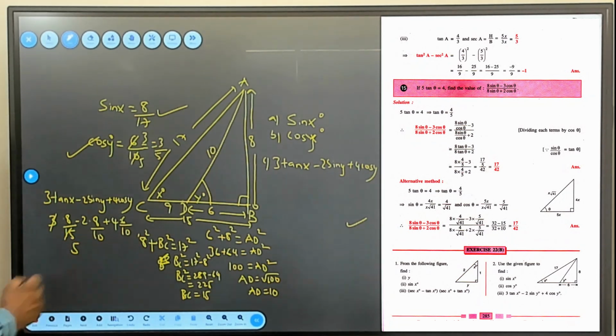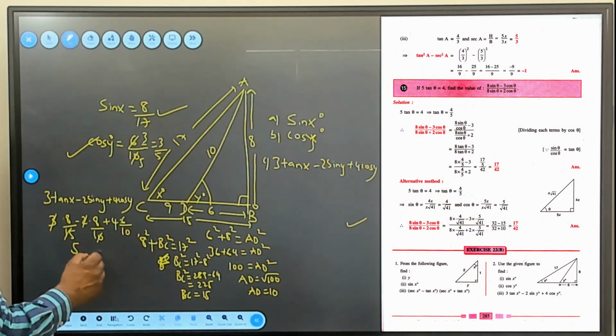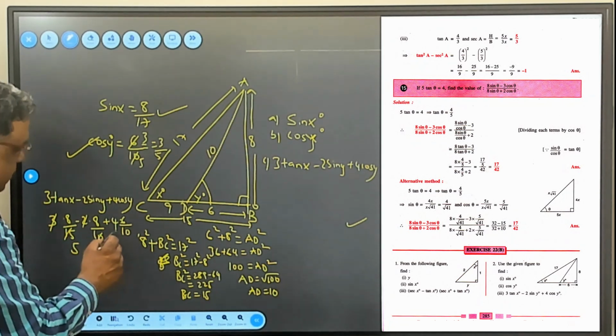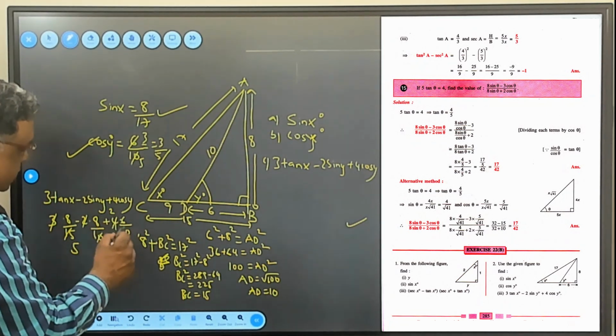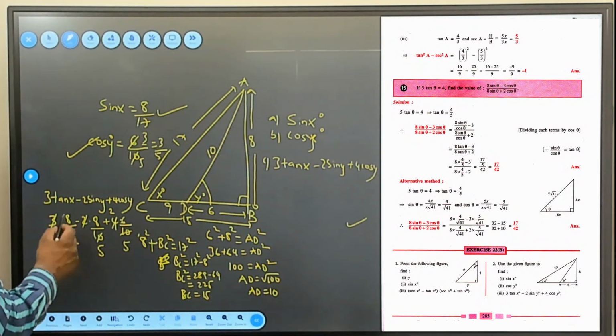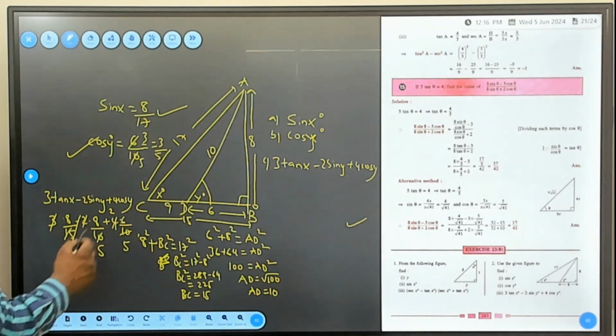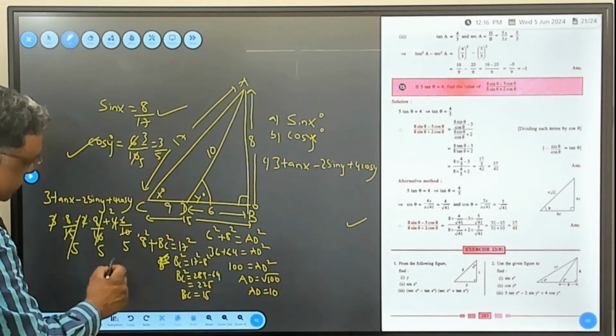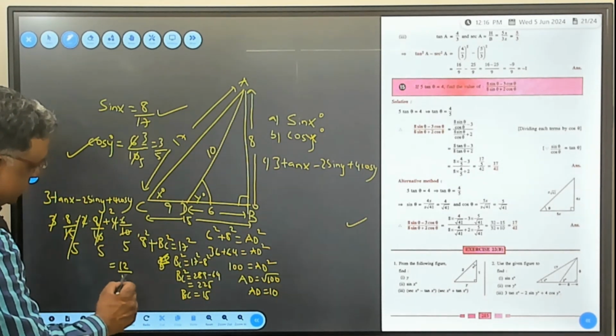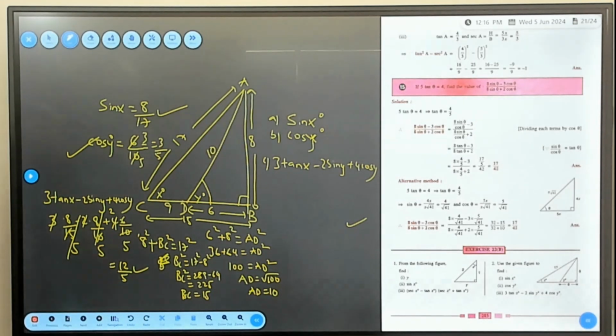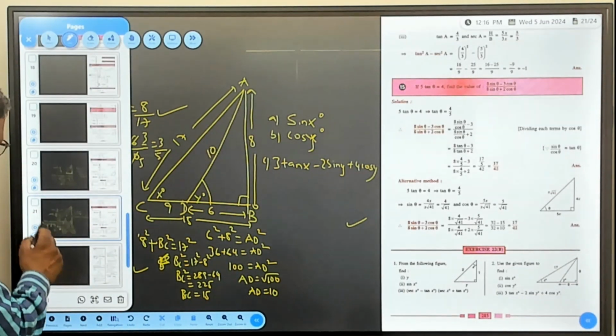This will get cut 5, 2 and 5. So 8 by 5 minus 8 by 5 will become 0, and 12 by 5 is the answer. So the value is 12 by 5. Okay. Next type. Let's try the next sum.